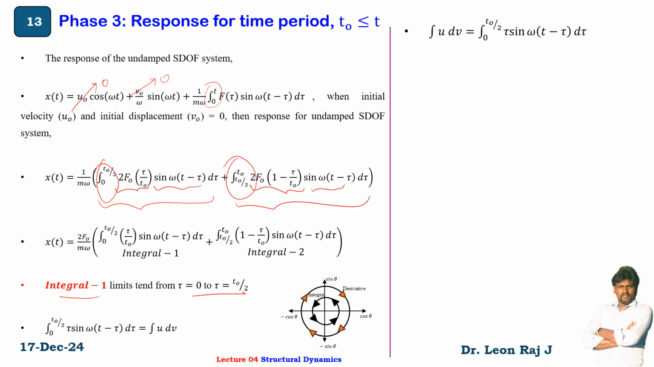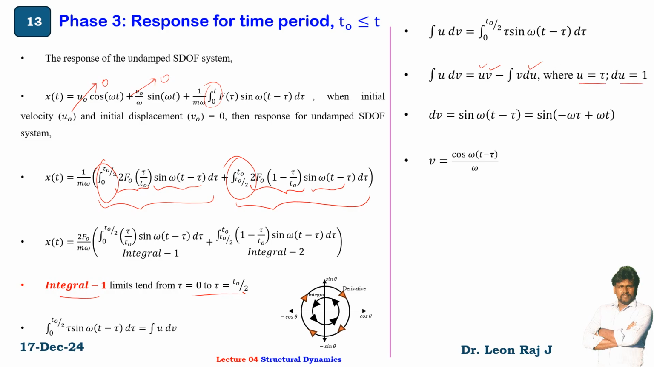So you have to use the udv formula. You should know u, v and du. So u equals tau, du equals 1, and v equals cos omega (t minus tau) divided by omega. Here you have sin theta, and it is your integral, not derivative. The integral is minus cos theta. So the minus term and the other minus term cancel and become positive. So your v value is cos omega (t minus tau) d tau.